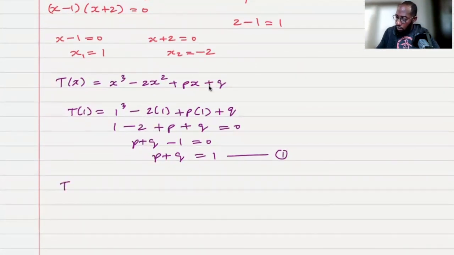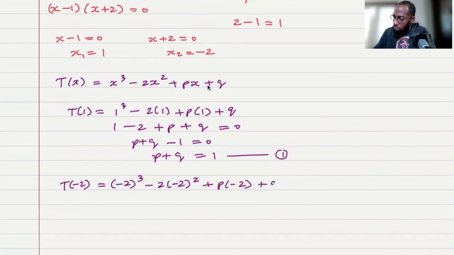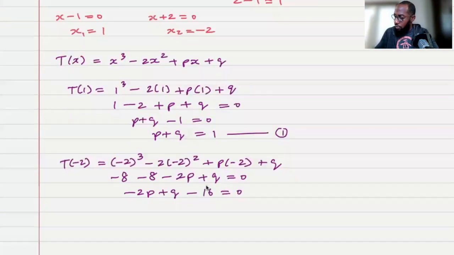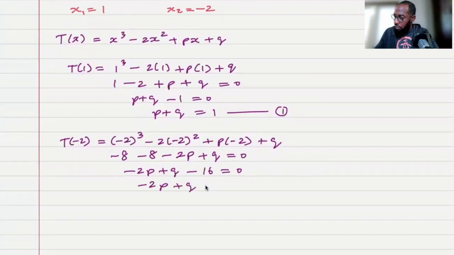We're going to do the same thing for x2, which is equal to -2. We're going to substitute t of -2. All right, use your calculators. -2 cubed is -8. -2 squared is equal to 4, and 4 multiplied by -2 is equal to -8 as well. I jumped the gun in my mind there. So we have -2p plus q, let me not skip a step, minus 16 is equal to 0. Negative 2p plus q is equal to 16.